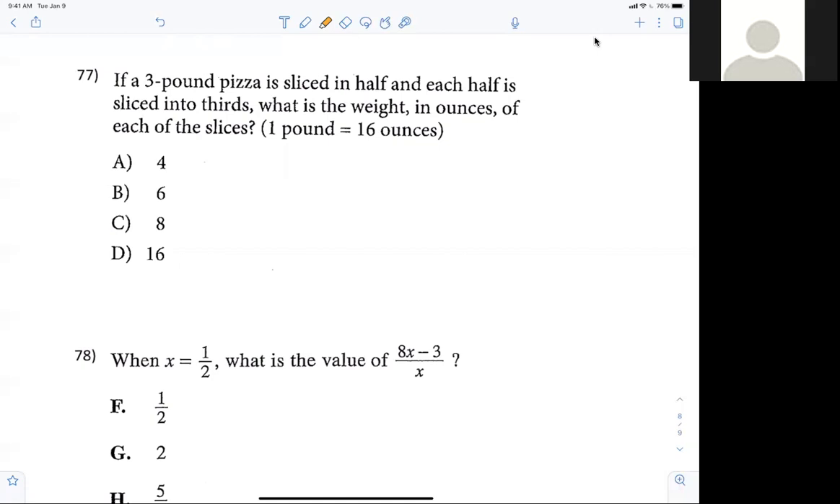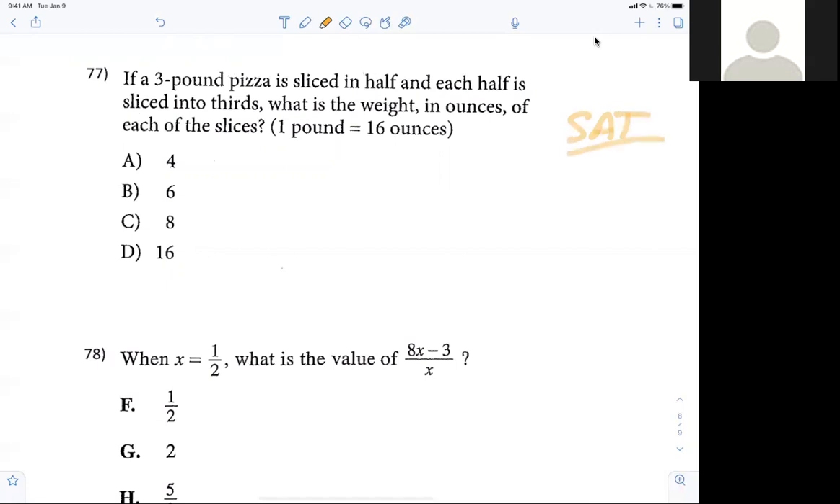All right. This is off of the ACT. No, this is actually SATs again. Directly off the SAT. 48 ounces. That's correct. So the pizza weighs 48 ounces. Now you've got to tell me what each slice weighs.